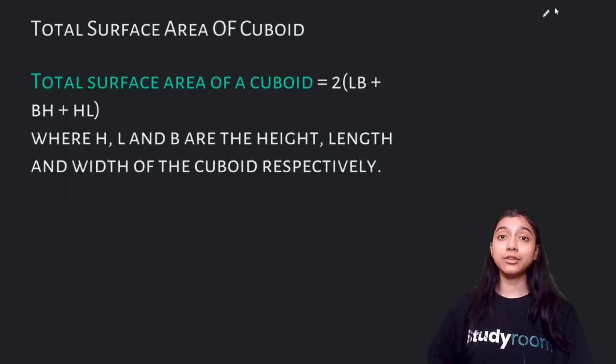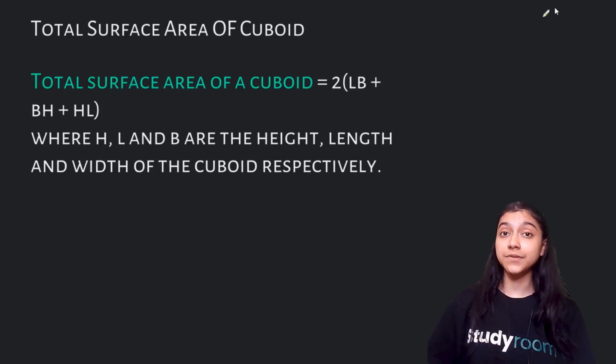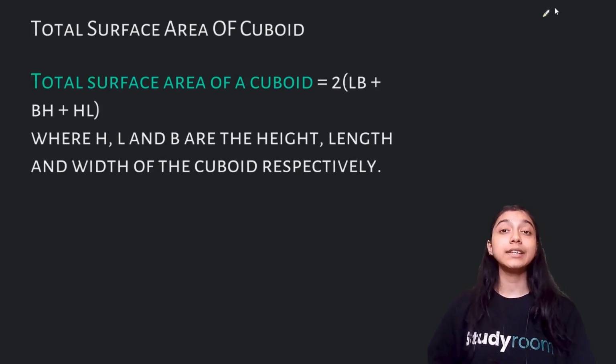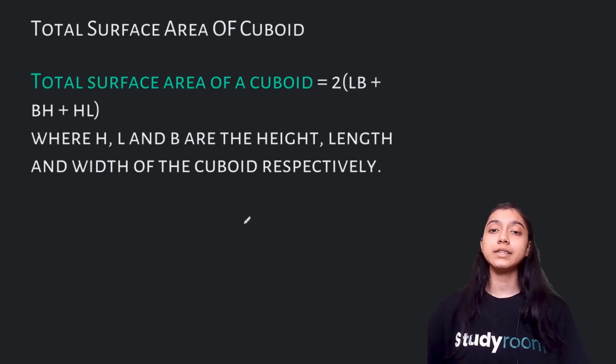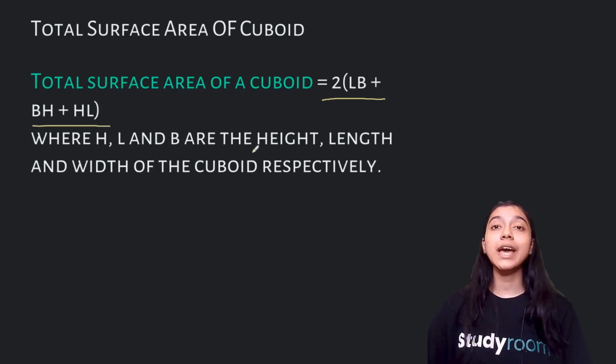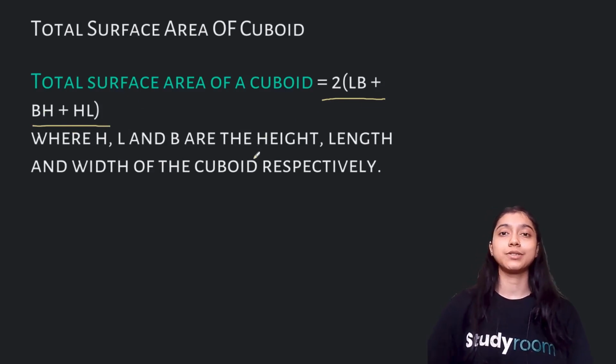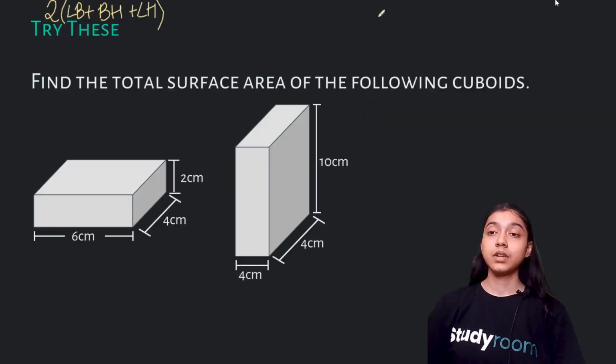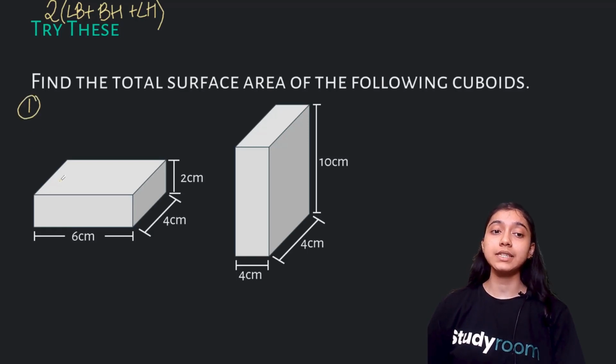From our previous calculation of the area of each of the 6 faces of a cuboid, we concluded that the total surface area of a cuboid is 2 times (LB plus BH plus LH), where L represents length, B represents the breadth and H represents the height of the cuboid. Now that we have learned calculating the total surface area of a cuboid, let us calculate the total surface area of the following cuboids. The first cuboid that has been given to us over here is this one.